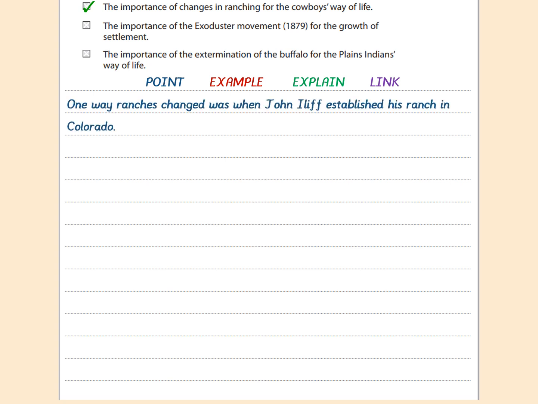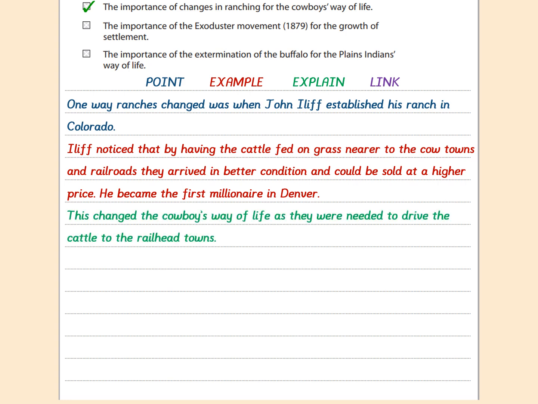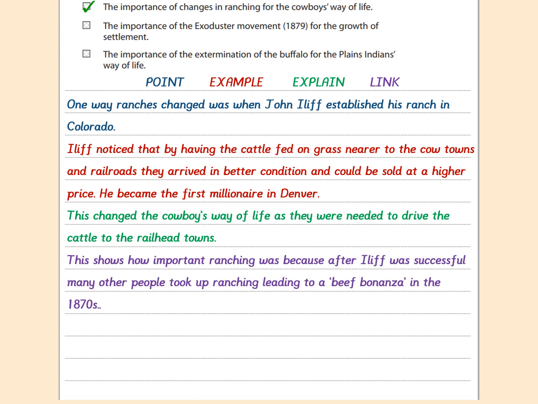One way that ranches changed was when John Iliff established his ranch in Colorado. Iliff noticed that by having the cattle fed on grass nearer to the cow towns and railroads, they arrived in better condition and could be sold at a higher price. He became the first millionaire in Denver. This changed the cowboy's way of life as they were needed to drive the cattle to the railhead towns. This shows how important ranching was, because after Iliff was successful, many other people took up ranching leading to a beef bonanza in the 1870s. So what do you think?